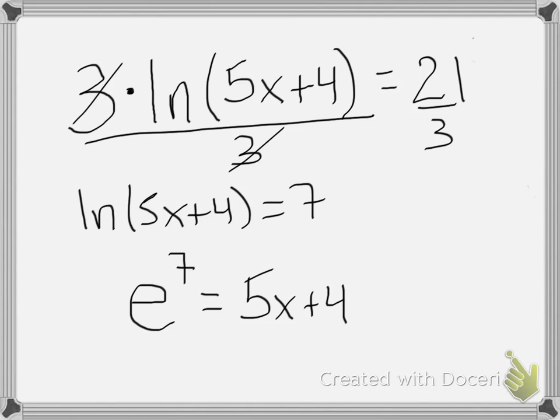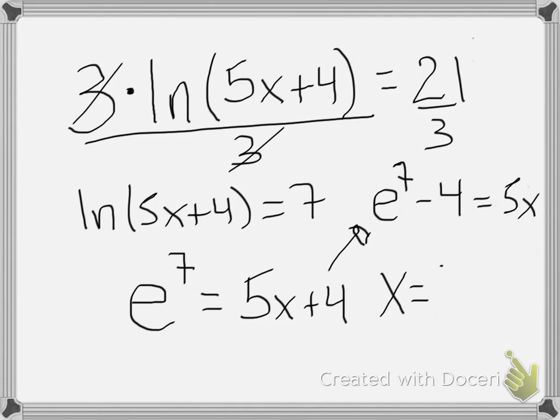You need to get rid of two different things. You're trying to solve for x. You need to get rid of the plus 4. So to get rid of the plus 4, you can simply subtract that from both sides. So we'll have e to the 7th minus 4, and that will equal 5x. And then you want to get rid of the 5. So dividing both sides by 5 and writing it the normal way, x is equal to e to the 7th minus 4, all of that over 5. Now, this is totally fine to leave as an answer.